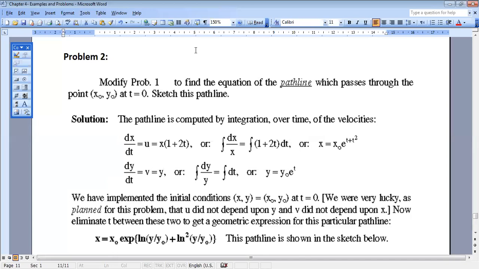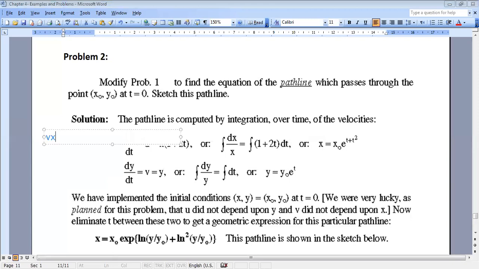So if we start by finding x, we say that v of x is equal to the u component of the velocity field, and in our problem the u component is given by x times (1 plus 2t). Now I want to find x, and I know that vx corresponds to the derivative of x with respect to time.